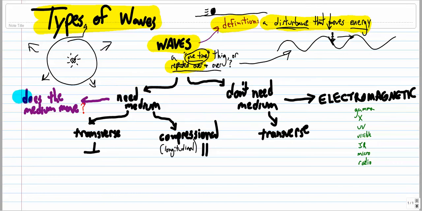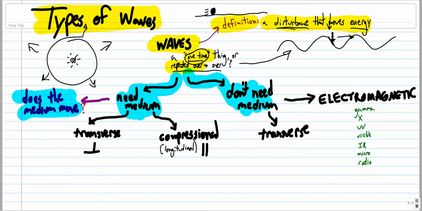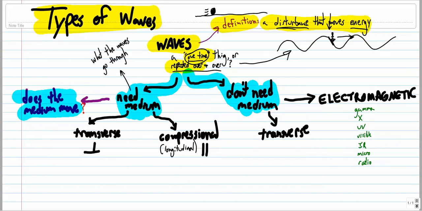So to answer the question, does the medium move? Well, we have to know what a medium is first. So there's two categories of waves here. I've got waves that need a medium and waves that don't need a medium. So what is a medium? Let me give you a definition. A medium is what the waves go through.